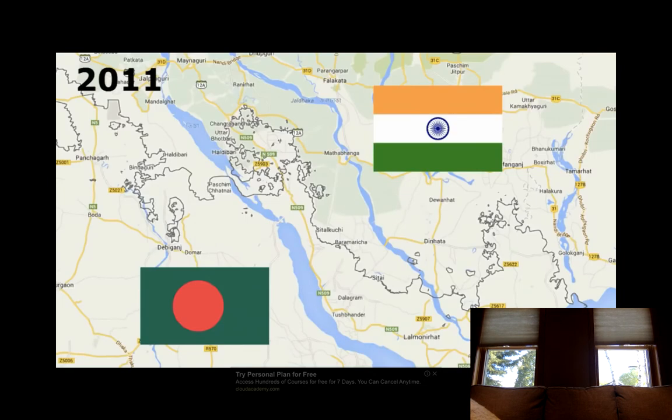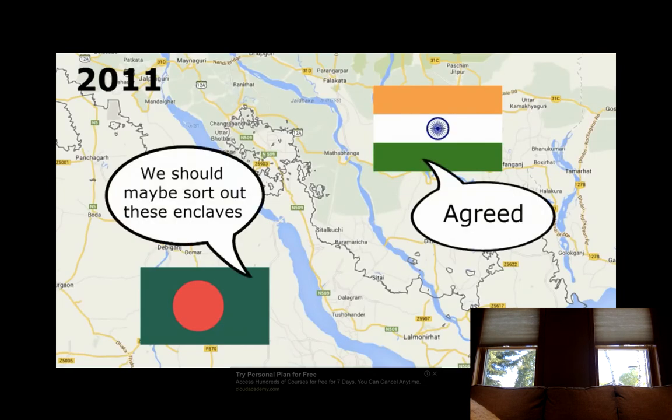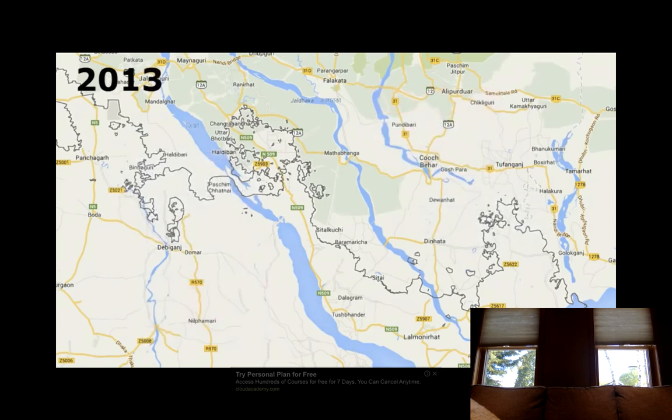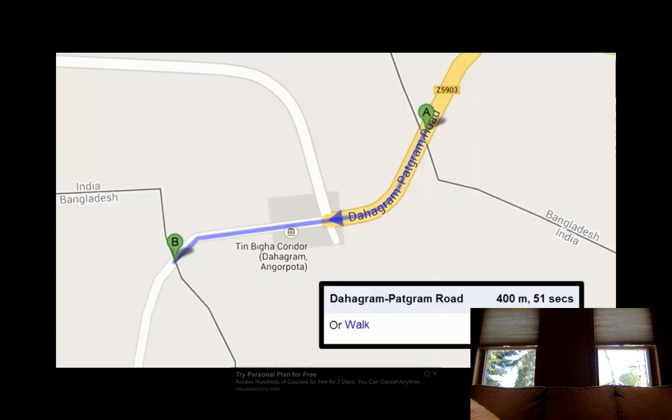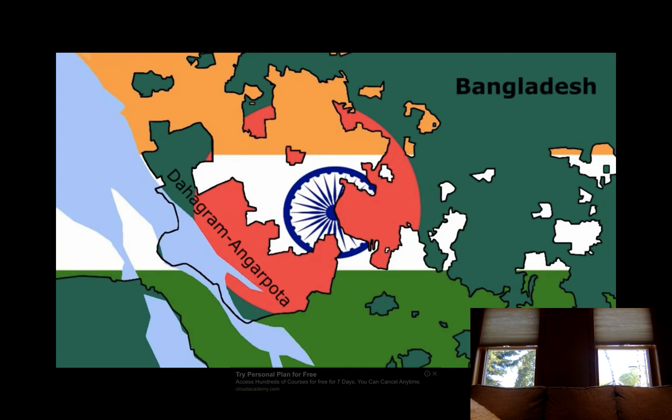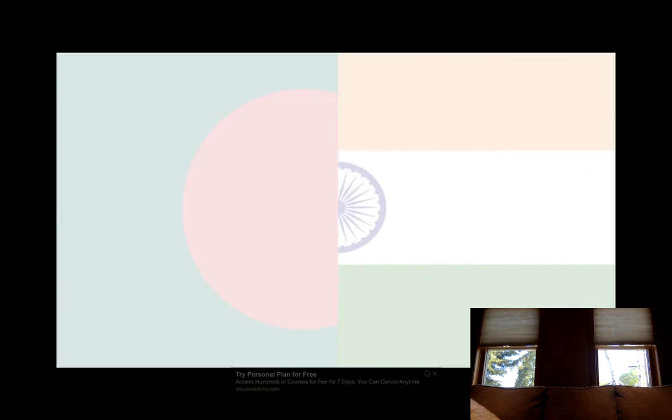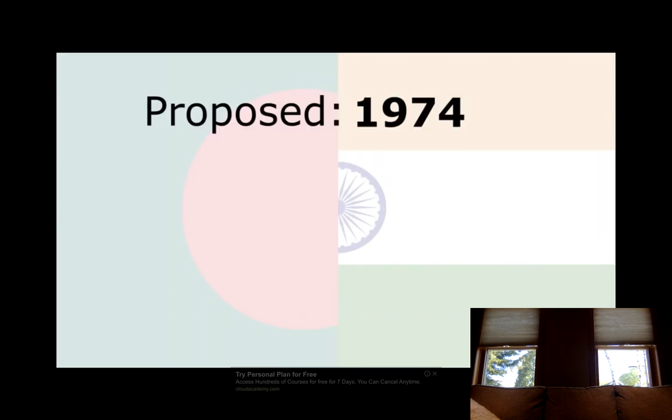In 2011, the governments of both countries agreed to sort out the enclaves by swapping land, but more than 2 years later and still nothing has changed. However, some small progress has been made. The Teen Bigha Corridor, a narrow strip of Indian land separating the largest Bangladesh enclave from the mainland, has been leased to them by the Indian government, allowing residents to travel to the mainland. Although in saying that, this was first proposed back in 1974 and took nearly 40 years to come to an agreement.